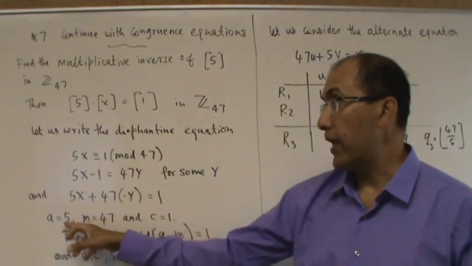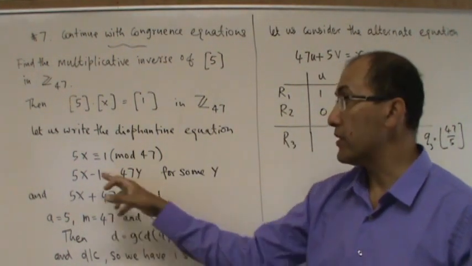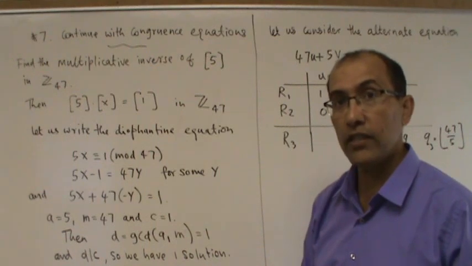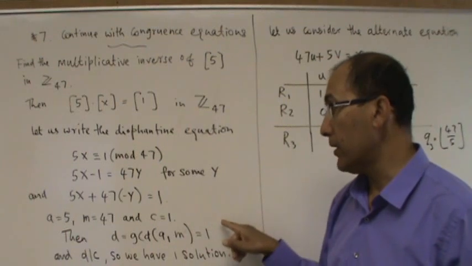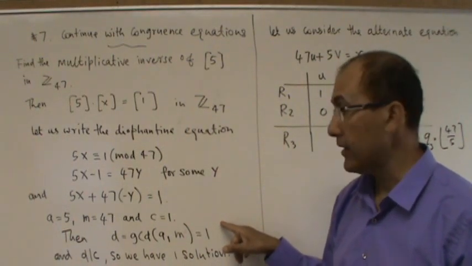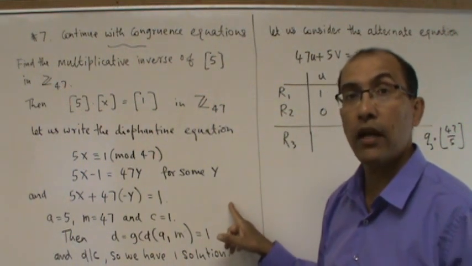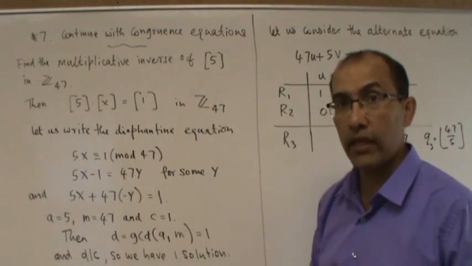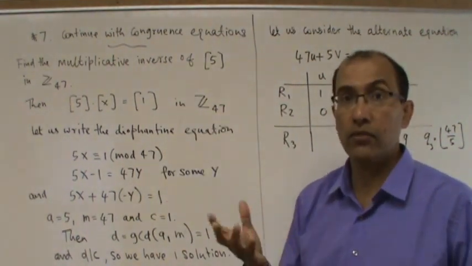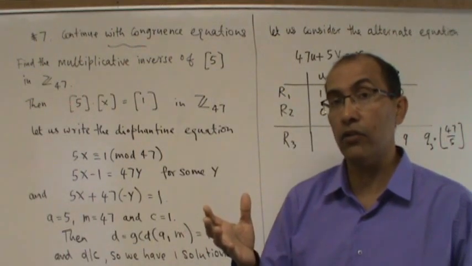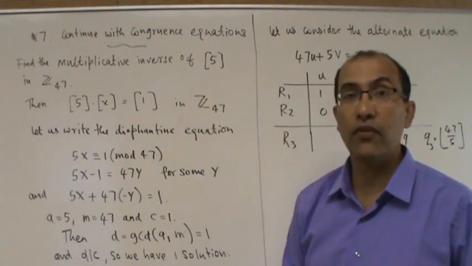Now, we know that a is equal to 5 and m is 47 and c is equal to 1. For this Diophantine equation to have solutions, we must have the greatest common divisor of a and m dividing c. So that's 1. 1 divides any number, so we have one solution, therefore we know that the inverse is unique. So we know there is an inverse. Of course, 47 is a prime number, so we had that result earlier also. So there is an inverse, but which one from these 47?